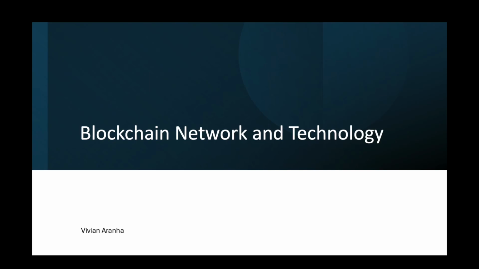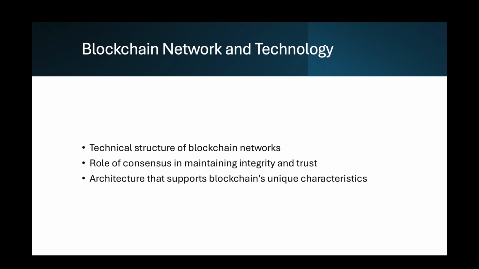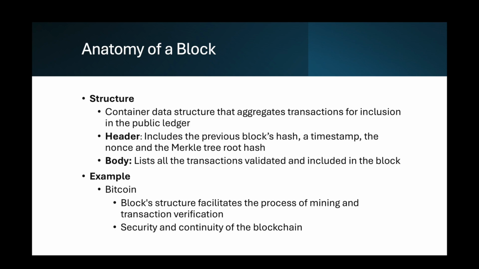Blockchain network and technology. This section delves into the technical structure of blockchain networks, explaining how they function, the role of consensus in maintaining integrity and trust, and the architecture that supports blockchain's unique characteristics. Anatomy of a block. Structure.